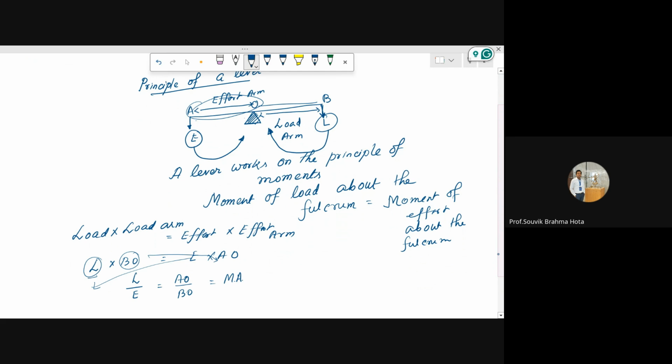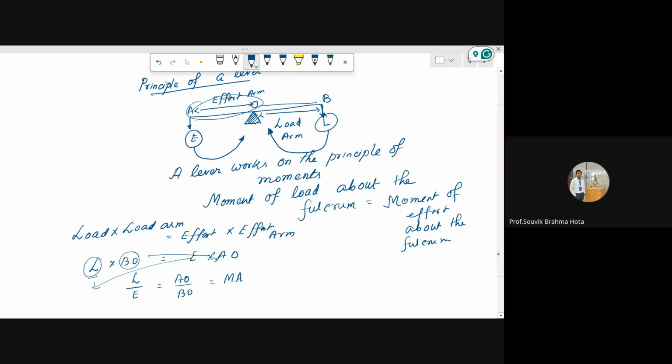Generally, if it is exactly in the same point, the middle of AB, definitely it will be 1 in that case, for the class 1 lever. Okay, that is the concept.